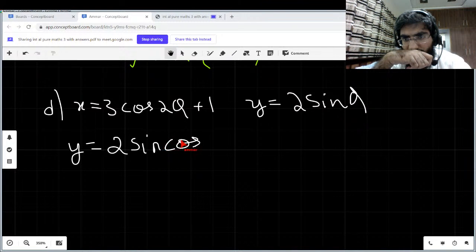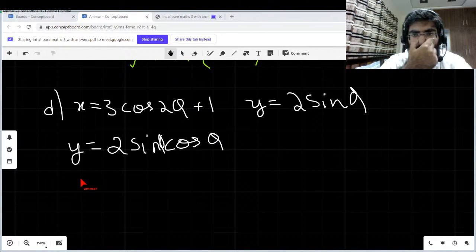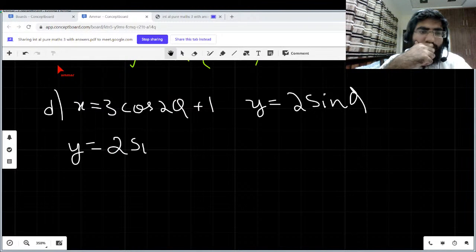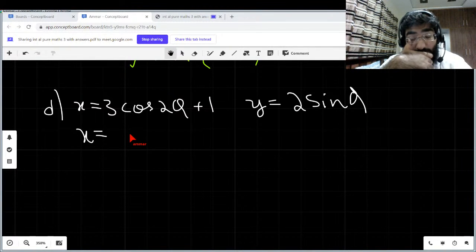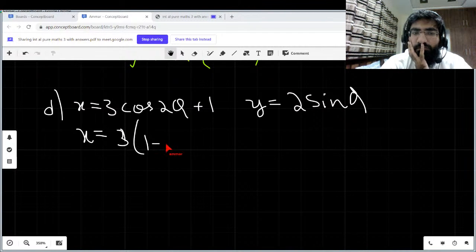Okay. I guess I'll do the left side. I'll do x is equal to, what is it? 3. What is the cos 2 theta formula? I want to use the sine formula. So it will be 1 minus 2 sine squared theta. So it'll be 1 minus 2 sine squared theta plus.